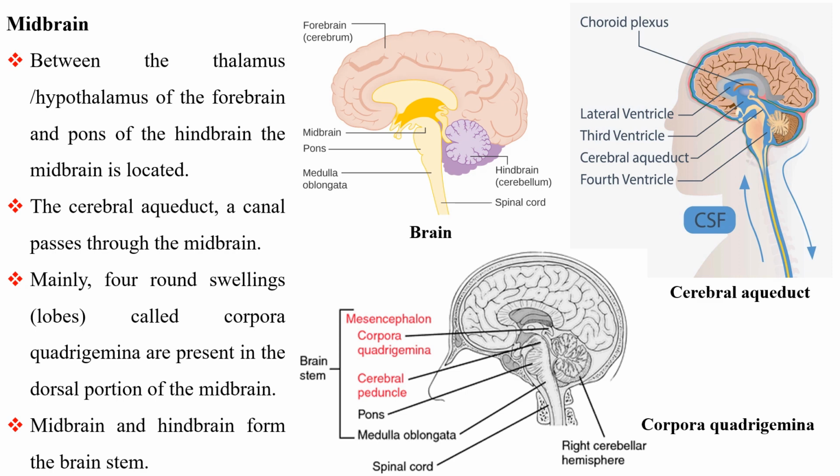Midbrain. The midbrain is located between the thalamus and hypothalamus of the forebrain and the pons of the hindbrain. The cerebral aqueduct, a canal, passes through the midbrain. Mainly four round swellings called corpora quadrigemina are present in the dorsal portion of the midbrain. Midbrain and hindbrain form the brain stem.